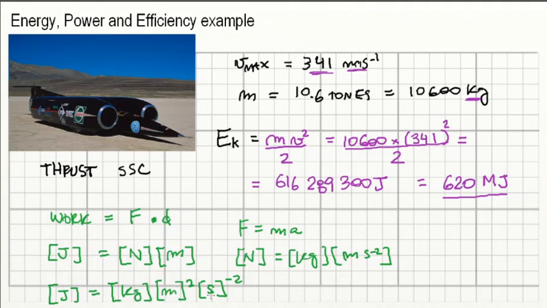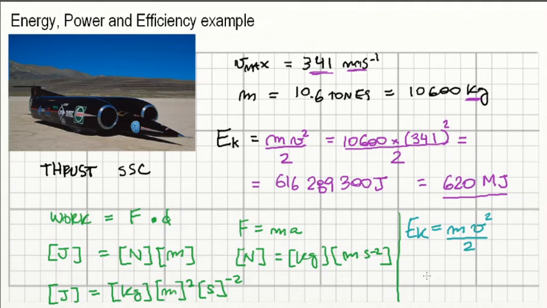Those are only the units. So joule is the same thing as kilogram meter squared per second squared. And if we analyze our kinetic energy equation, that's really explicit there. The kinetic energy is given by mass times speed squared divided by 2.